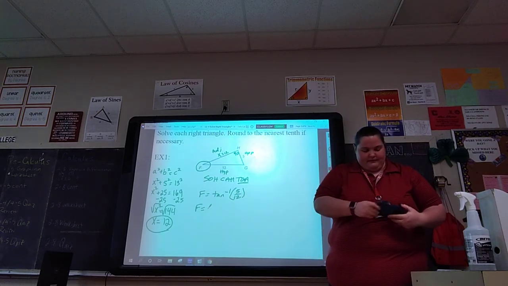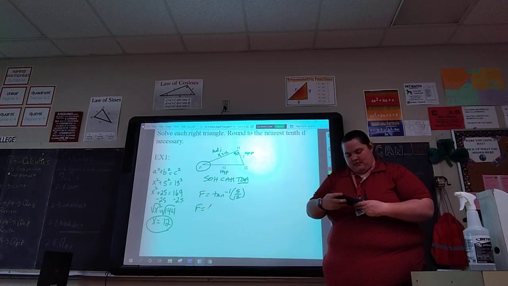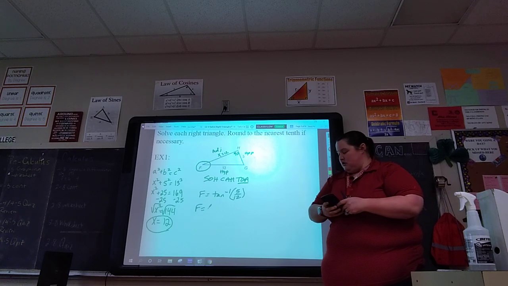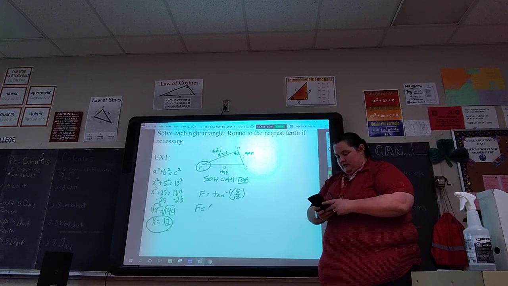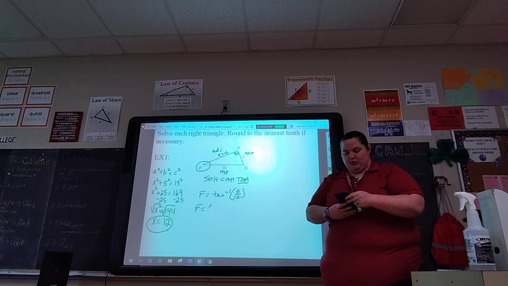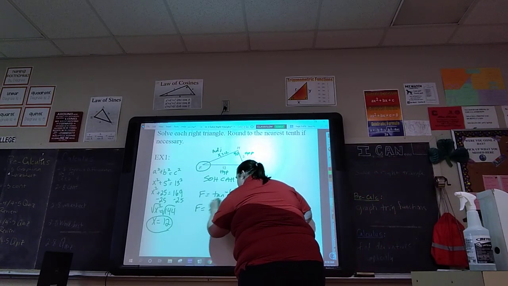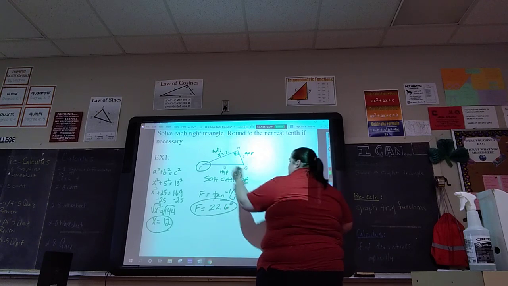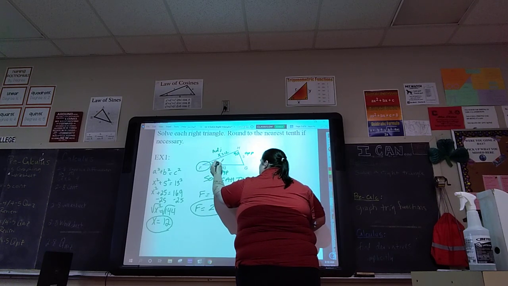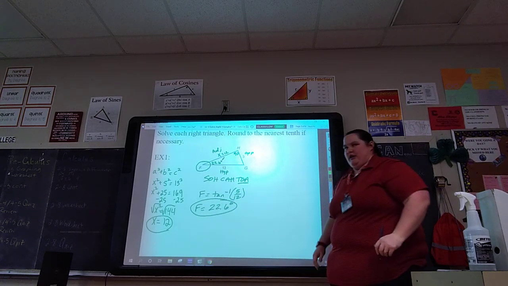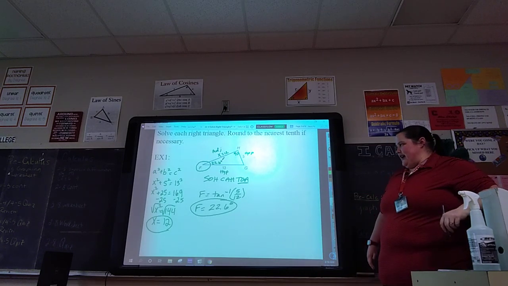So then I have my calculator. I'm going to do tangent inverse of 5 over 12. So I got 22.6. There's that angle. Again, you don't have to label on the triangle, but sometimes I do so that way you know what I found or what I need to find yet.